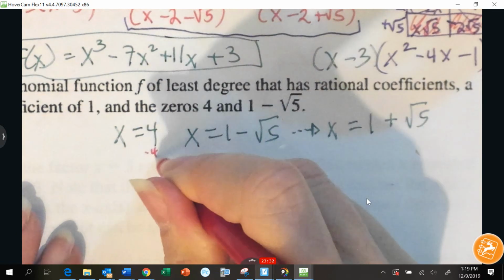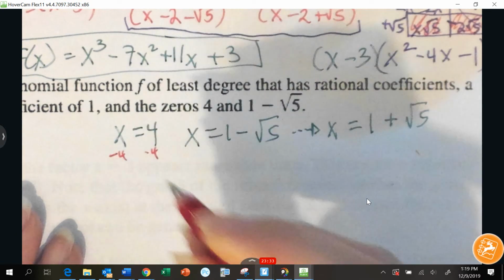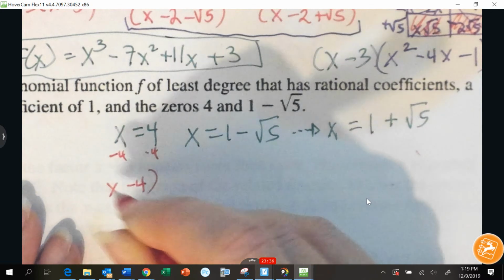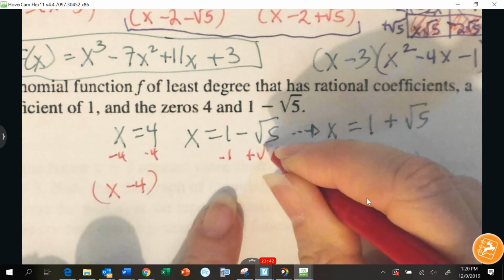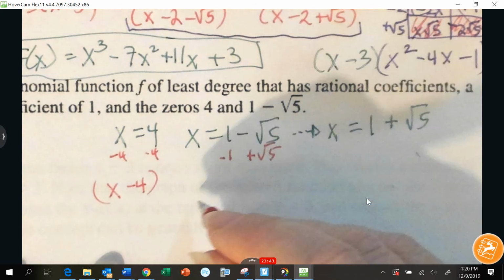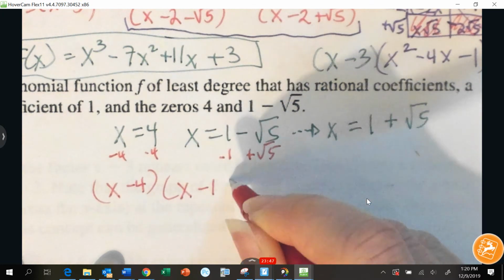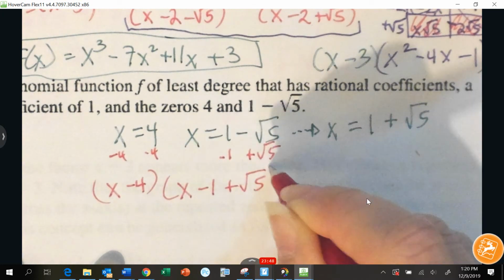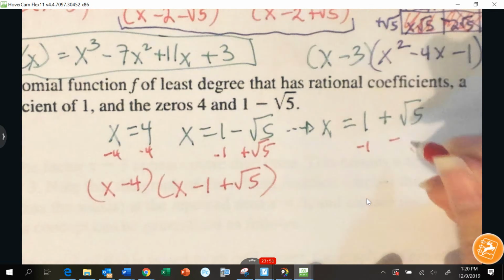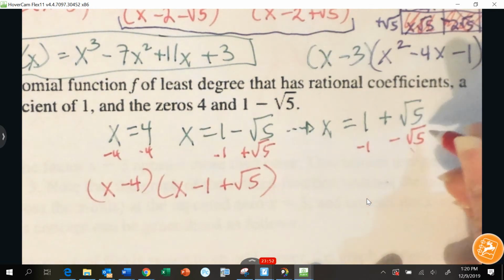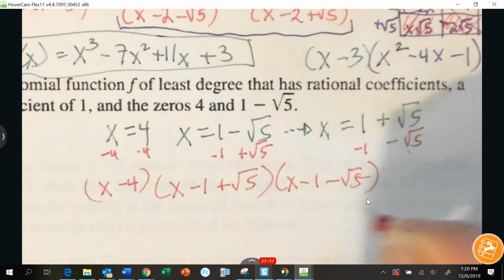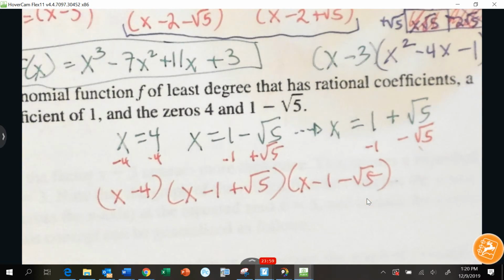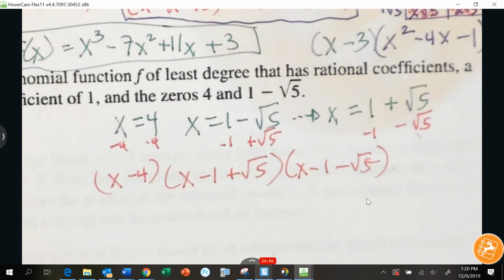Remember, we have to make it equal to 0, so I'll have x minus 4 for that one. Equal to 0, then I'm going to subtract 1 and add radical 5. So my second factor will be x minus 1 plus radical 5. Then for the other, I subtract 1 and subtract radical 5, giving me x minus 1 minus radical 5. And then from there, you multiply it all back together. That's more neat.